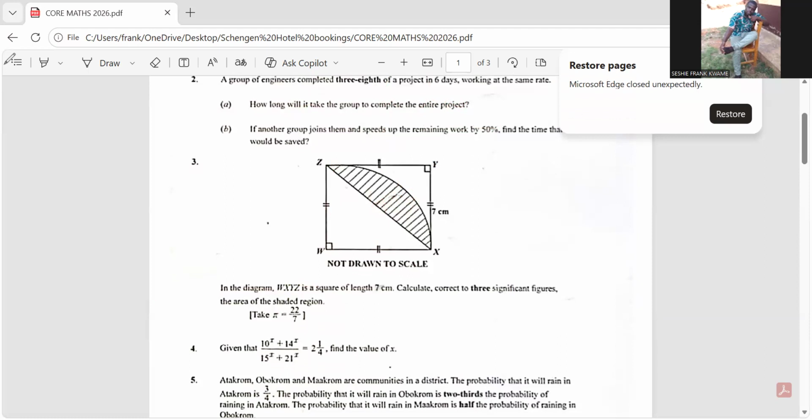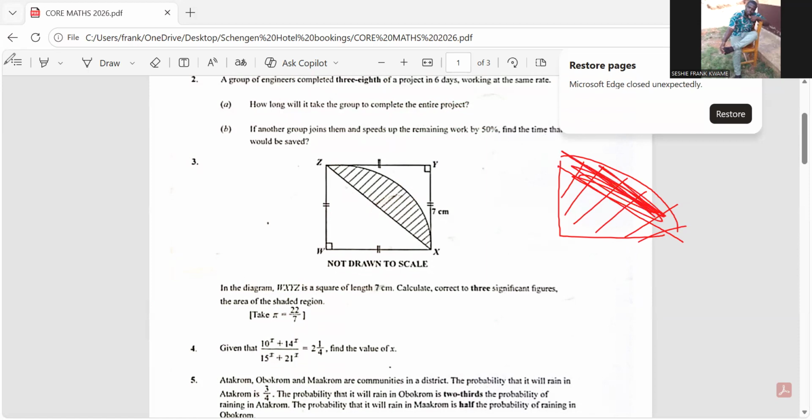The shaded portion is an aspect of the quadrant. So this is the entire quadrant, and this part is the shaded portion. If you watch carefully, that part is the quadrant minus the triangle. So I have to find the area of the quadrant.